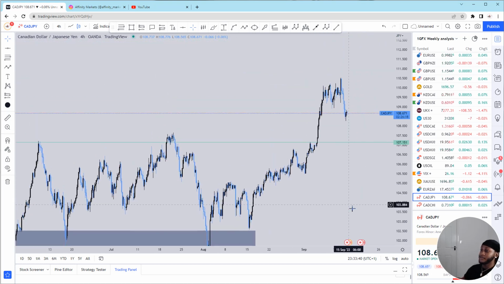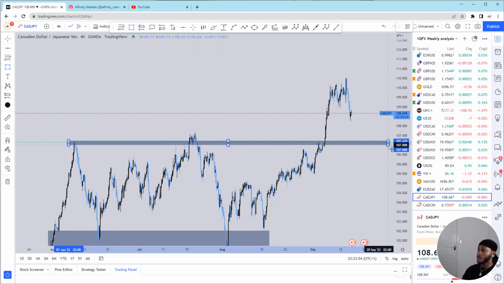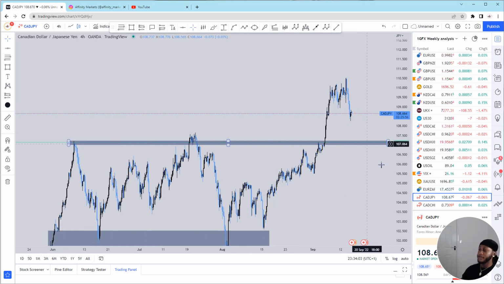You can clearly see we have this previous resistance that we will be looking for to now become support. If you look at this area where I have this horizontal trend line, I'm going to mark this area, so we can look for price to come back into that area. I'm going to remove this, I'll leave the arrow.